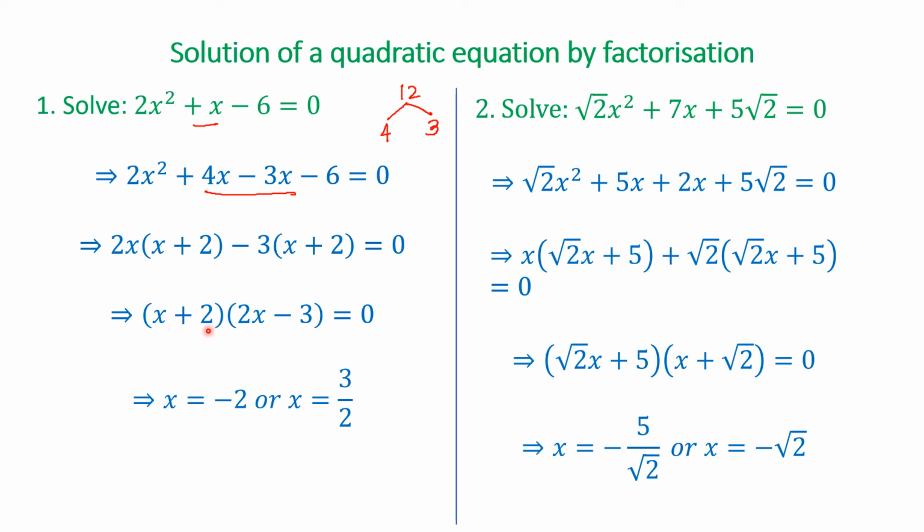So when I equate both of them to 0, I get x plus 2 is equal to 0 will give me x is equal to minus 2, and 2x minus 3 is equal to 0 will give me x is equal to 3 by 2.